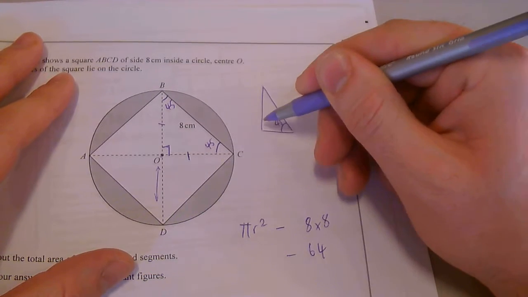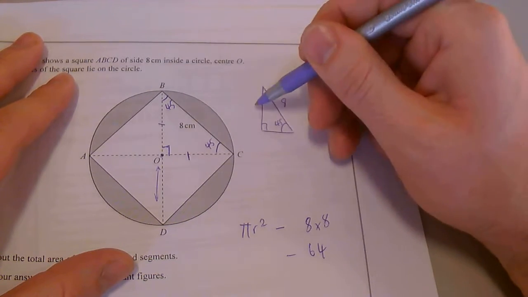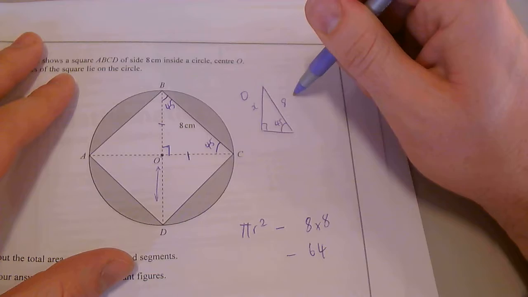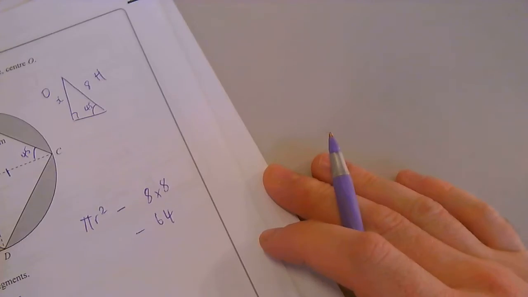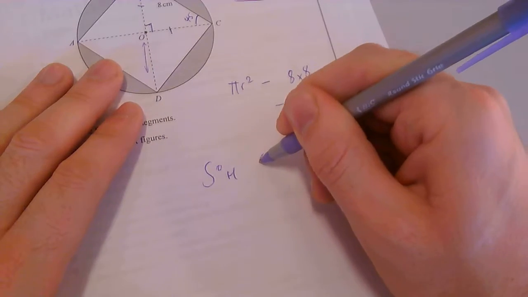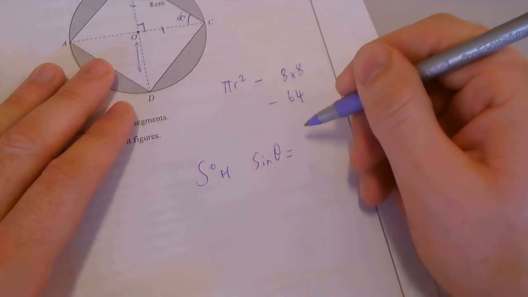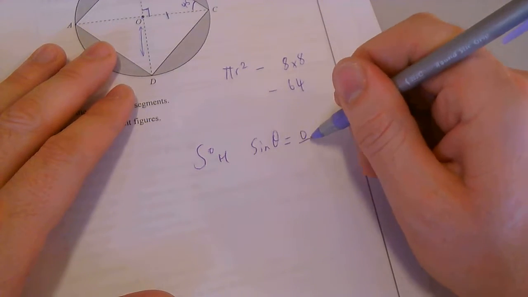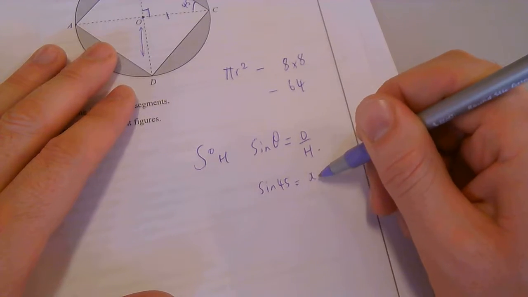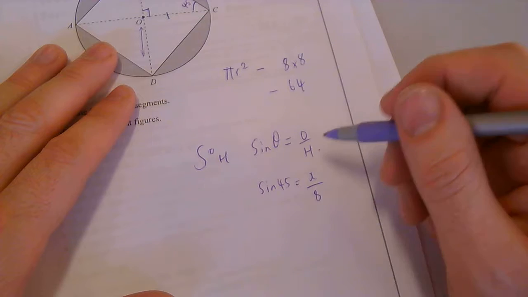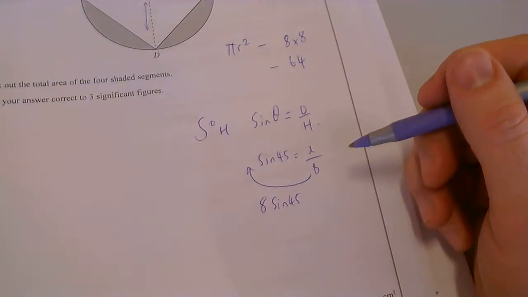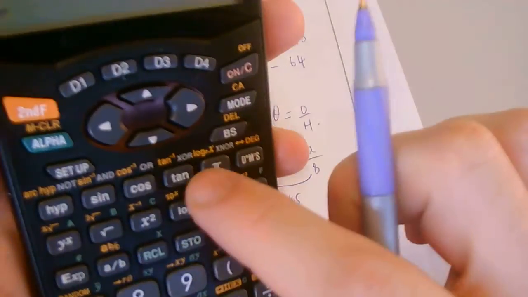And if they're 45 degrees, I know this is 8, I can find this side here using SOHCAHTOA, using trigonometry. So this is the opposite side, and this is the hypotenuse, so it's SO, and therefore I can use sine angle equals O over H, so sine 45 equals X over 8, and 8 can move here, so 8 sine 45.